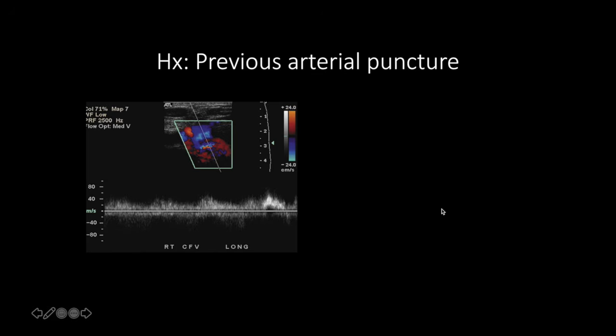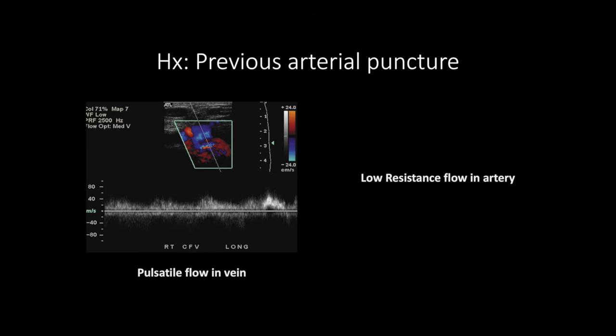Okay, and lastly, while we're talking about arterial punctures, just one more case. It's the same history, previous arterial puncture, but a different patient. And here we're interrogating using spectral Doppler. If you look at the label, we're actually looking at the common femoral vein here. This is a vein. But you'll notice that this doesn't look very venous. It looks very pulsatile. This is very pulsatile flow in this vein. There are more abrupt upstrokes than usual in a vein.